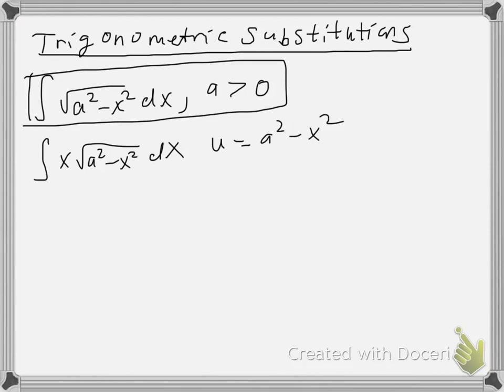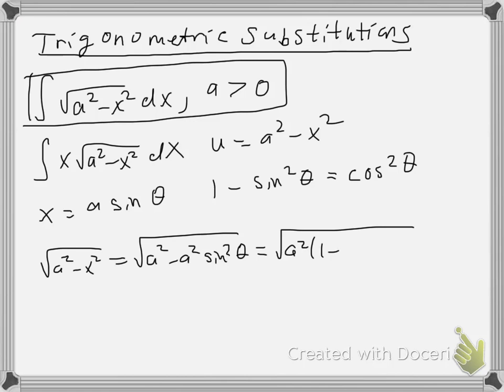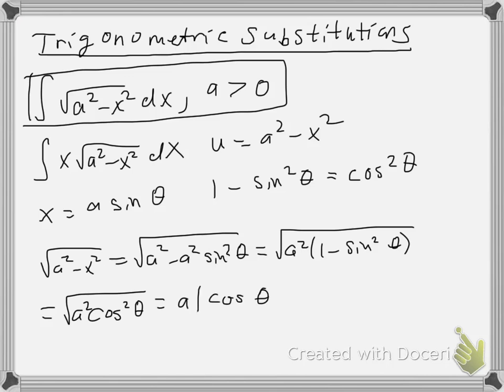is more difficult. If we change the variable from x to theta by the substitution x equals a sine of theta, then the identity of 1 minus the sine squared of theta equals the cosine squared of theta allows us to get rid of the root sign, because if we take the square root of a squared minus x squared, we can rewrite this to be the square root of a squared minus a squared sine squared of theta, which becomes the square root of a squared into 1 minus the sine squared of theta, which becomes the square root of a squared cosine squared of theta, which becomes a, the absolute value of cosine of theta.